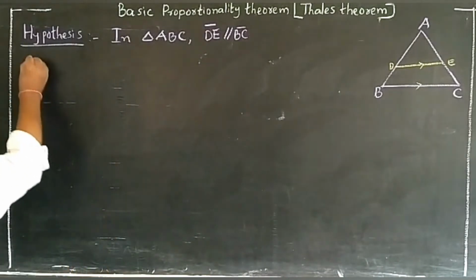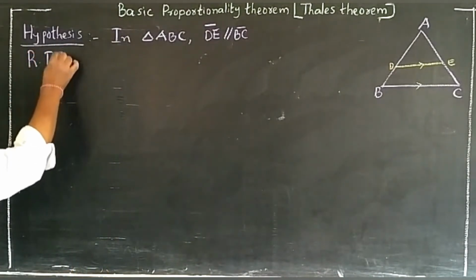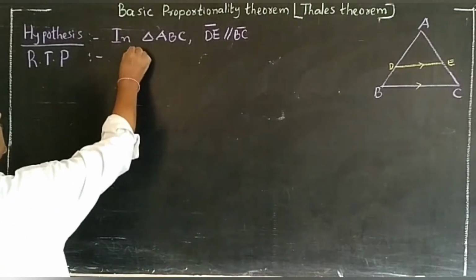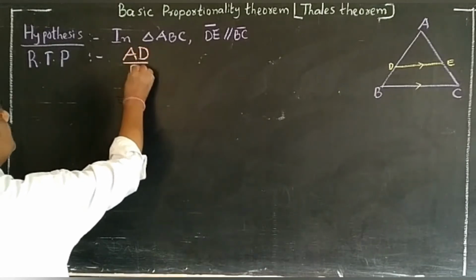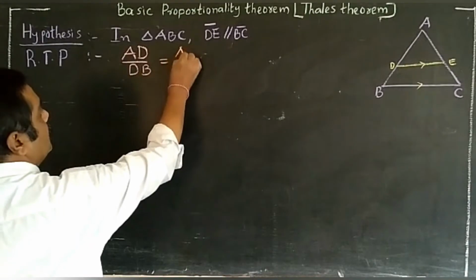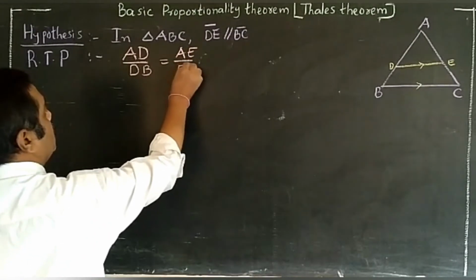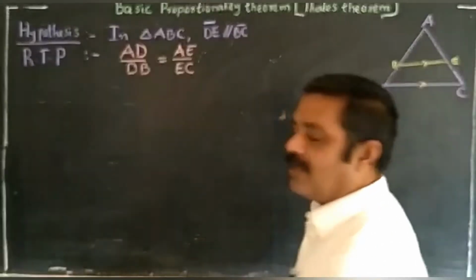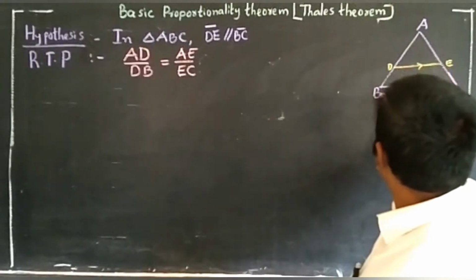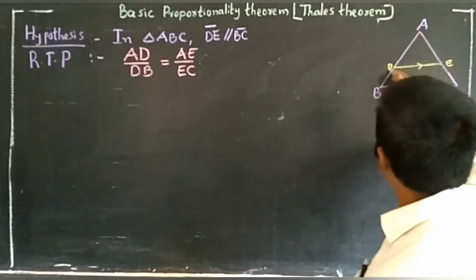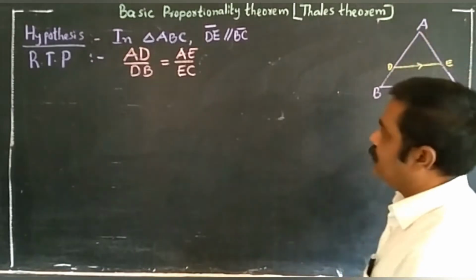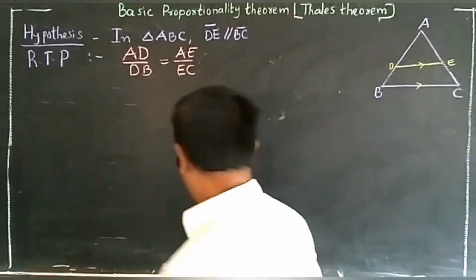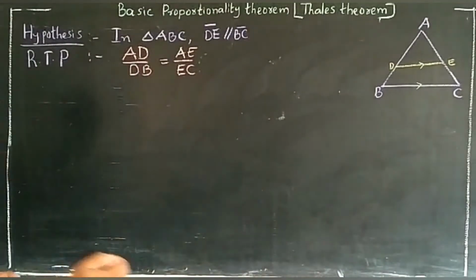So, required to prove. What should we prove? Required to prove is AD by DB is equal to AE by EC. We have to prove this statement. Our theorem says a line drawn parallel to one side of a triangle divides the other two sides in the same ratio. Before we prove this statement, we need some construction.